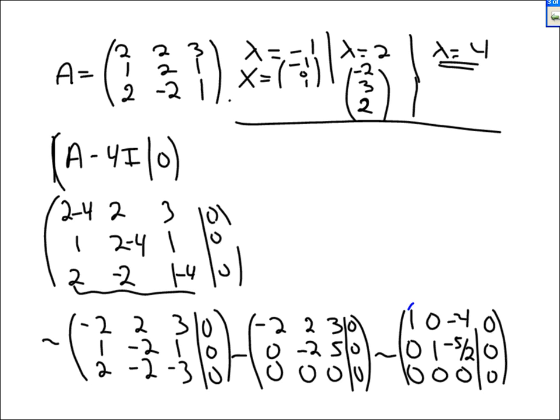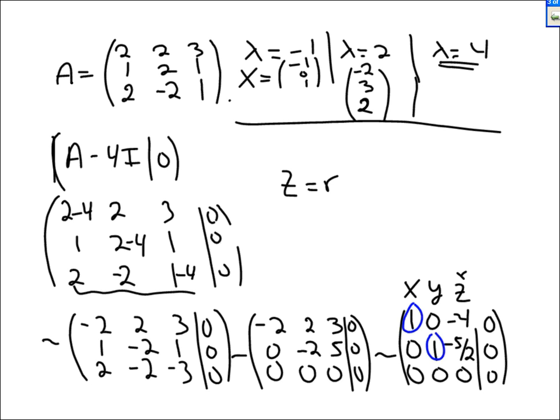Row 1 has a leading 1. Row 2 has a leading 1. Row 3 does not have a leading 1. Column 1 has a leading 1 for some row, namely row 1. Column 2 had a leading 1. Column 3 did not. That means that z is equal to r.